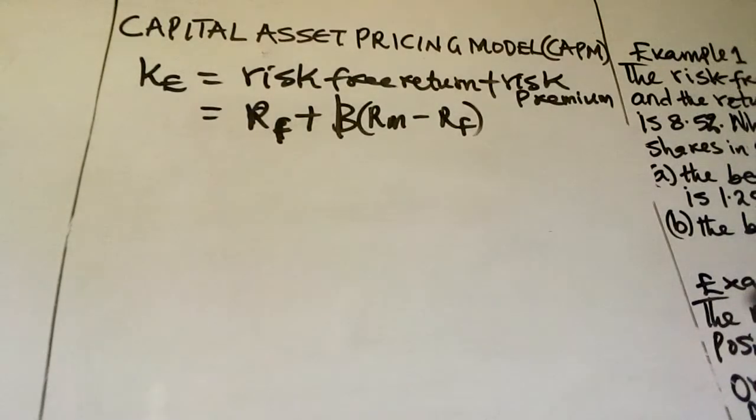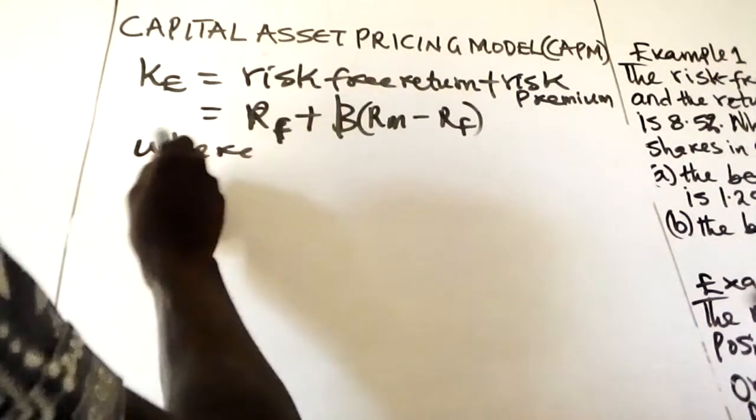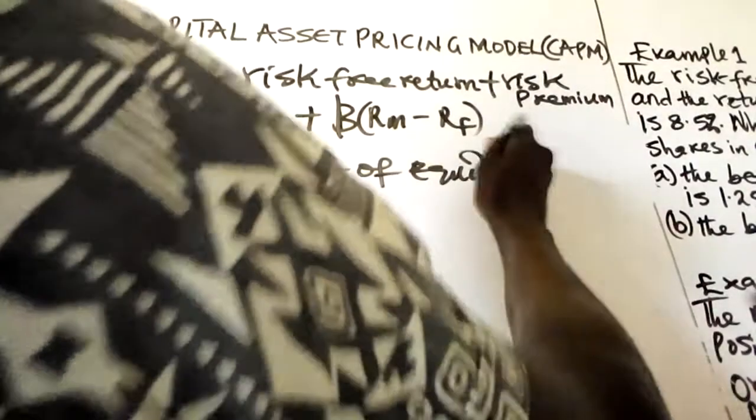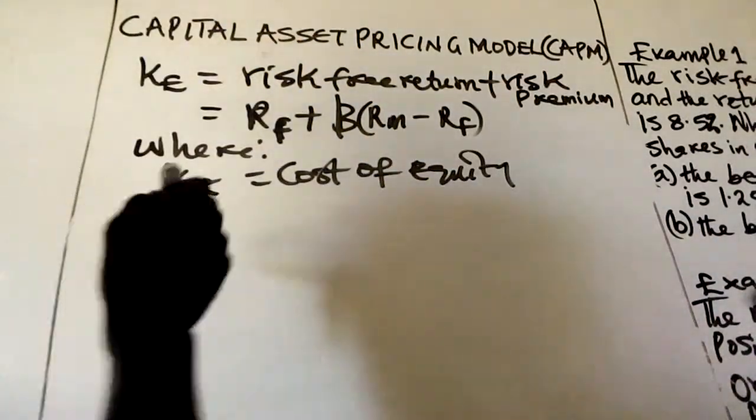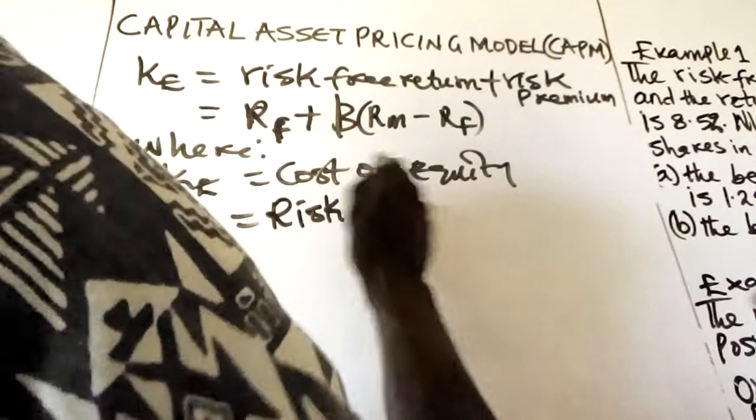So now your risk-free rate, RF, and the risk premium is beta into RM minus RF. That is the risk premium. Where KE is the cost of equity, and RF is the risk-free rate.